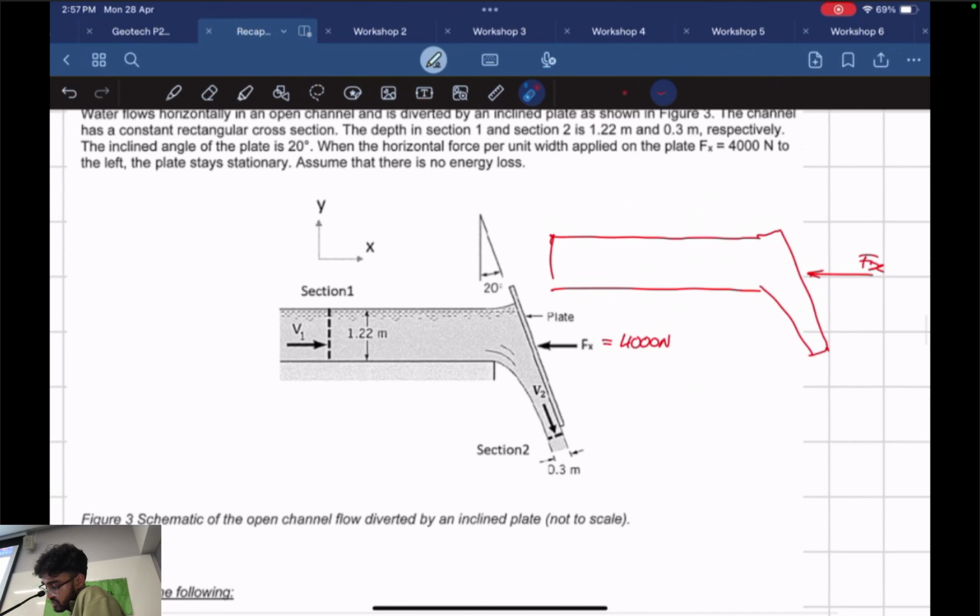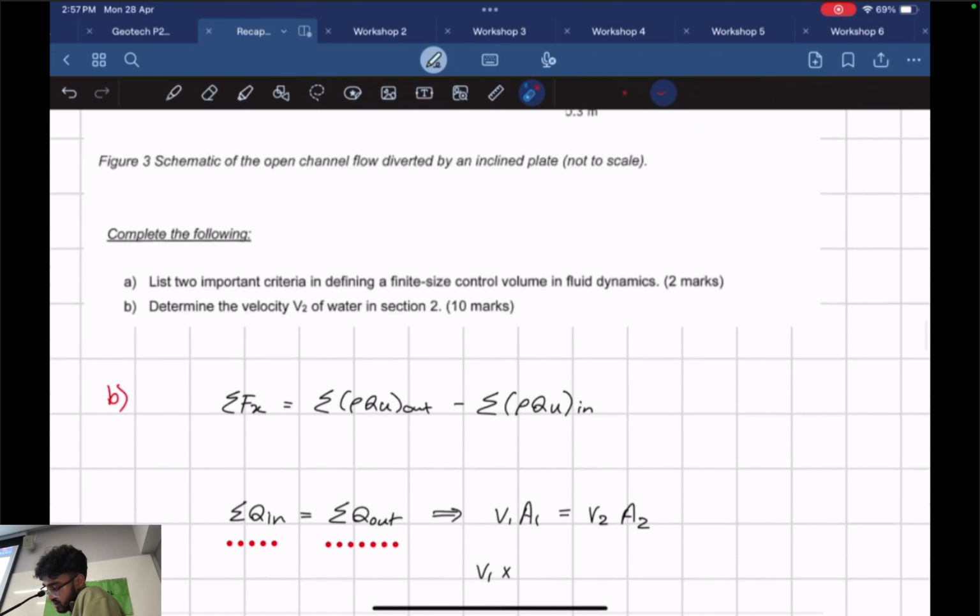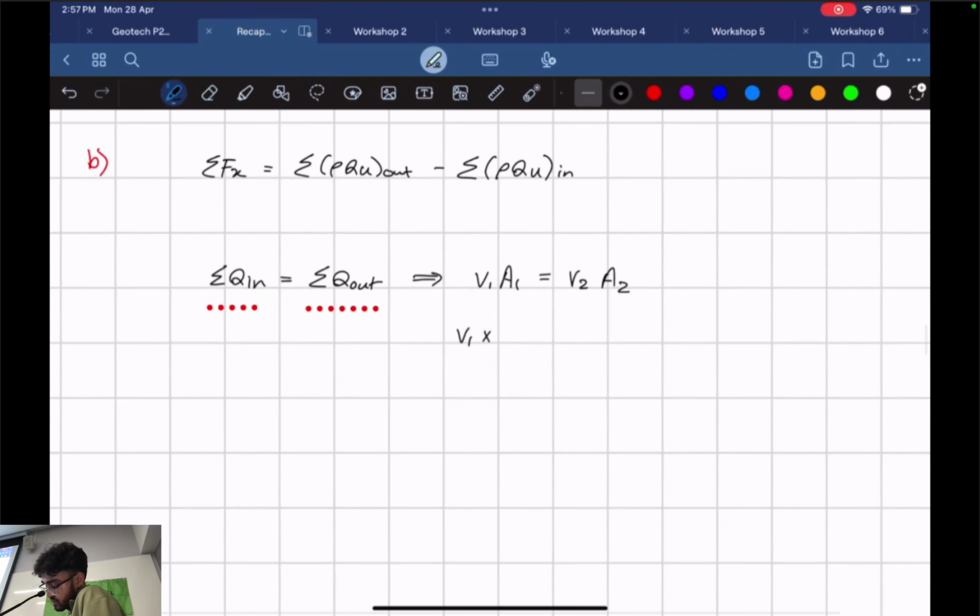Wait, they haven't told us what the width is. We're going to assume it's 1, and I'll tell you why. So it's going to be 1.22 times 1 is equal to V2 times 0.3 times 1.